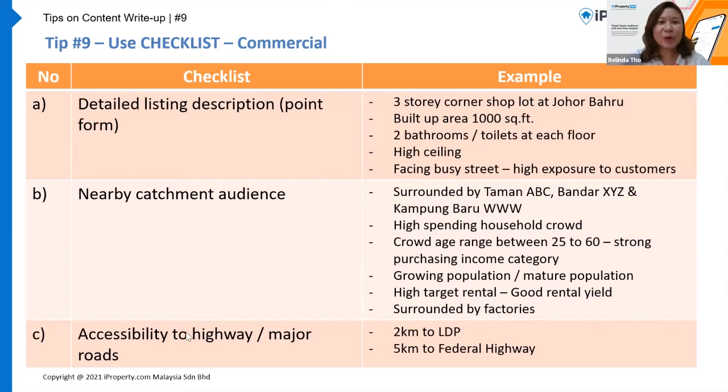All right, so next will be accessibility to highways or major roads. Again, when I'm investing in a factory, warehouse or shops, the logistics issue is very crucial. Hence, you need to let me know about the infrastructure, how it is, whether it's convenient or not. It's 2 kilometers to LDP, or how many minutes to LDP, how many minutes to the federal highway. So this is information pretty similar to the one that we developed for our residential property.